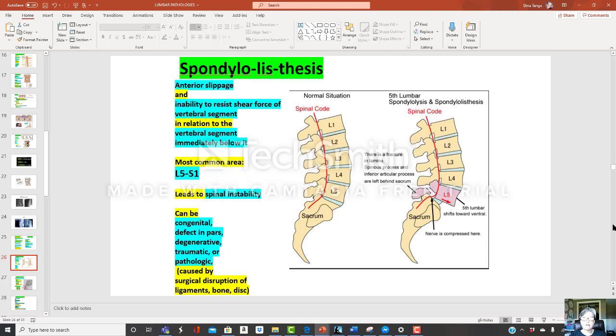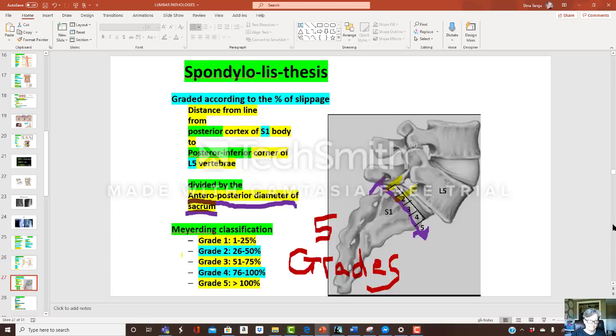And here we are to spondylolisthesis. Anterior slippage and inability to resist shear force of the vertebral segment in relation to the vertebral segment immediately below it. Most common area is L5-S1, as you see in the picture. Leads to spinal instability, can be congenital, defect in pars, degenerative, traumatic, or pathologic, caused by surgical disruption of ligament, bone, and disc.